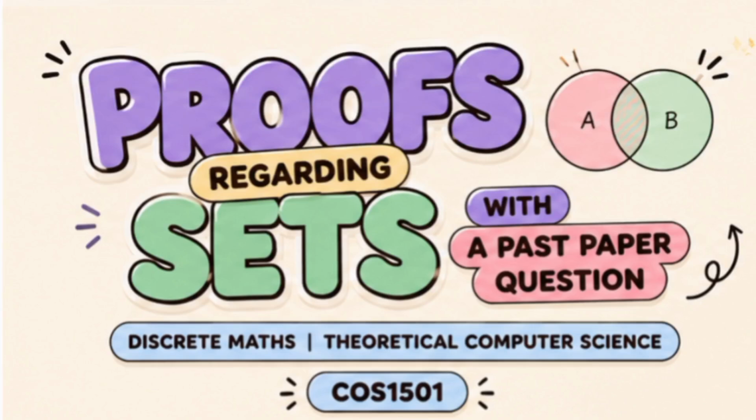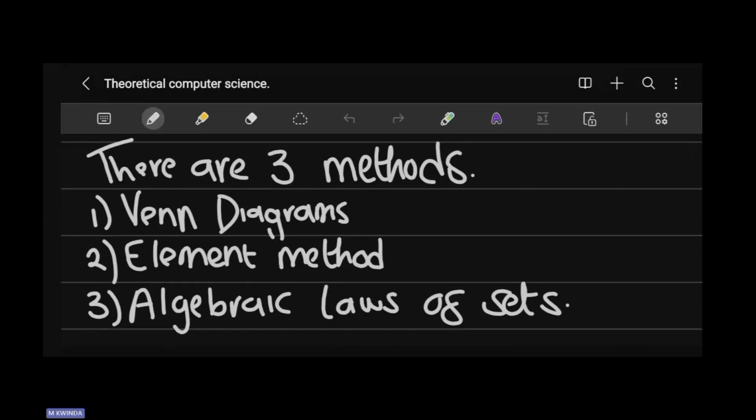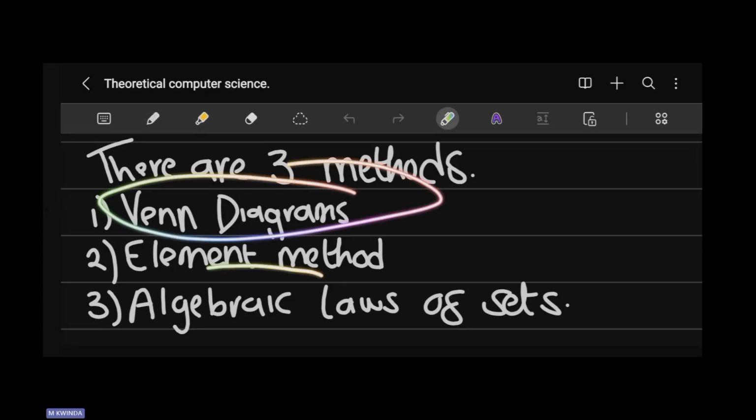Okay, so the main goal here is, given two set expressions, to prove that they are equal, right? And for that, there are three methods. You have your Venn diagram, you have your element method, and thirdly, you have your algebraic method. We're mostly going to use the Venn diagram and this, right?